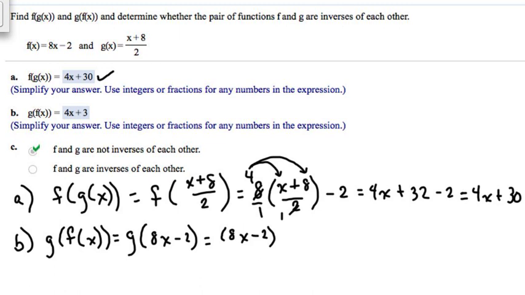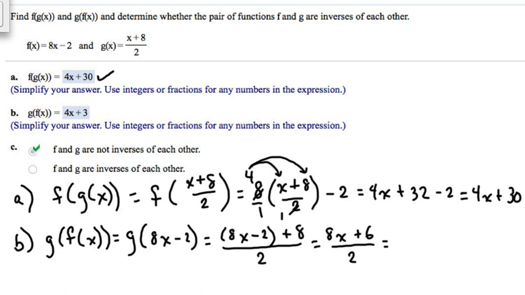Remember, we said that we are going to add 8. This whole thing is now in the numerator, and we're going to divide that numerator by 2, just like it says to do here. Now, on top, our next step is going to be to combine like terms. So what we're going to be left with is 8x, negative 2 and positive 8 is positive 6 over 2.